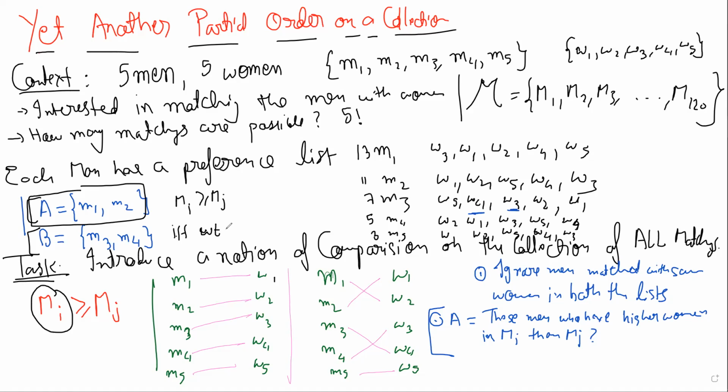So if the weight of A is greater than or equal to the weight of B, and this weight is nothing but the product, so for M1, M2 it will be 11 into 13, and this will be 7 into 5. And obviously 11 into 13 is bigger than 7 into 5.